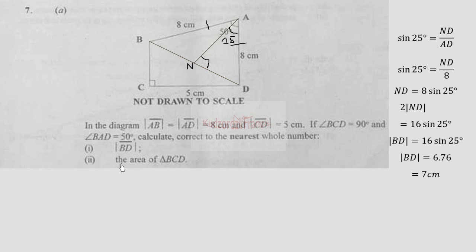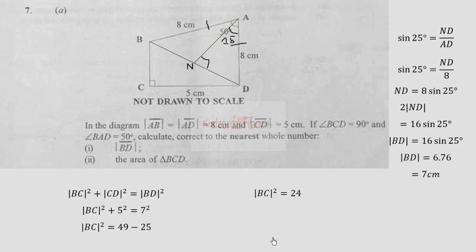What about the second part, the area of triangle BCD? To do that, you need to find the height, which is BC. So use Pythagoras theorem. So BC squared plus CD squared equals BD squared. Using triangle BCD, substitute the values. So that will give us 49 minus 25, which is 24. Take the square root of both sides, you get 2 root 6. So BC is 2 root 6.